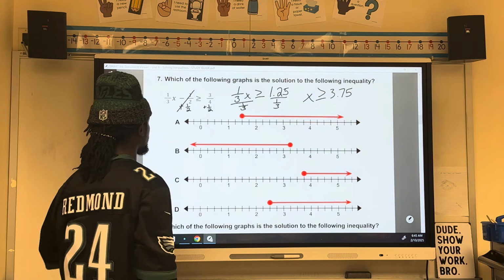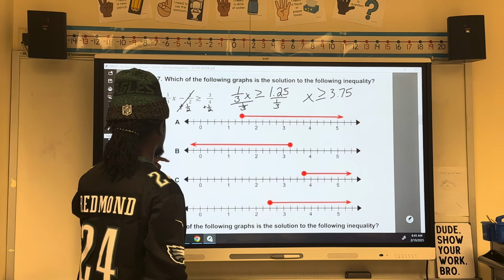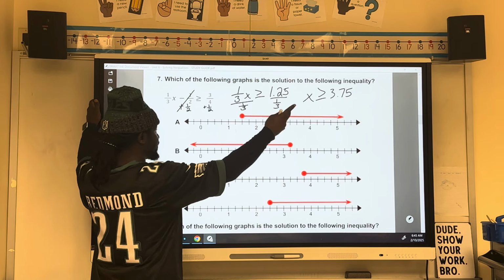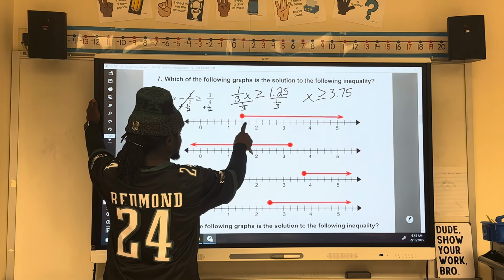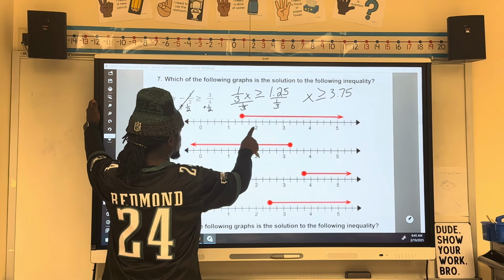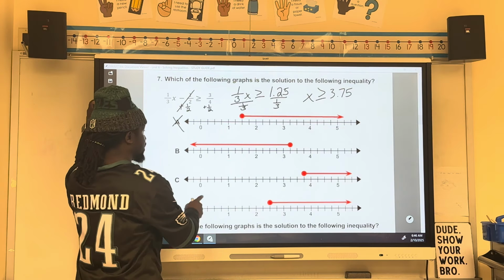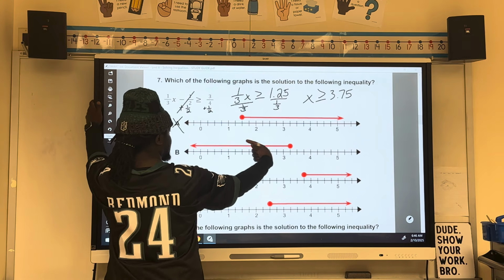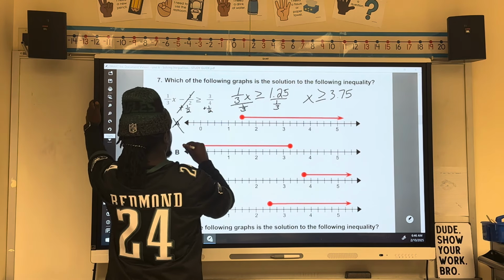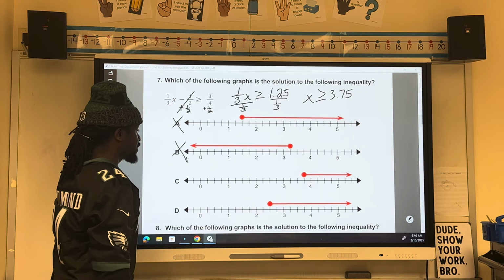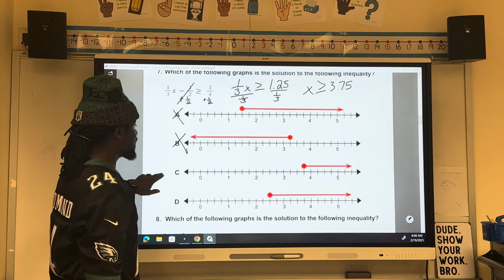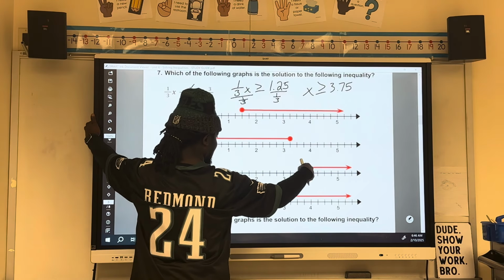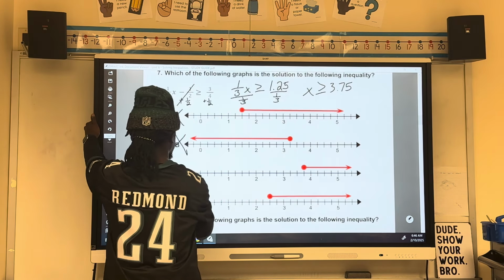Okay, so I'm looking for which inequality matches that, okay? Well, 3.75 is, we know, between 3 and 4. Well, this has it between 1 and 2. So that's not right. This has it between 3 and 4, but the inequality symbol is facing, this is less than, it's supposed to be greater than. So I know that one can't be right, okay? Letter C has it between 3 and 4, okay? And is facing that way and is shaded, okay? So this is the correct answer.